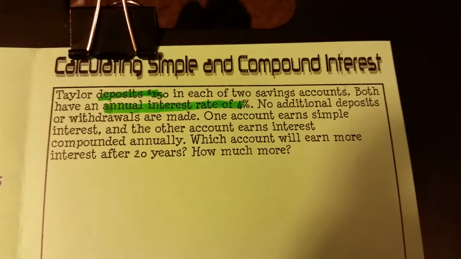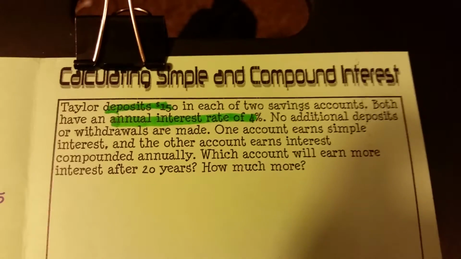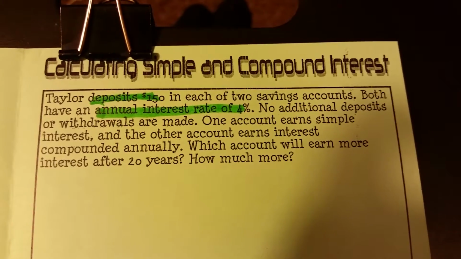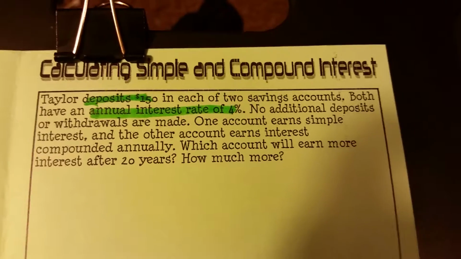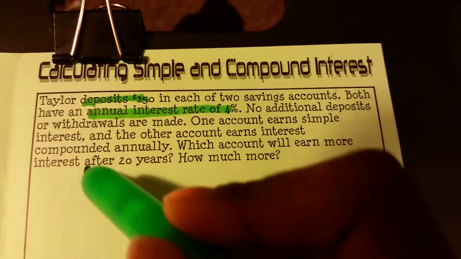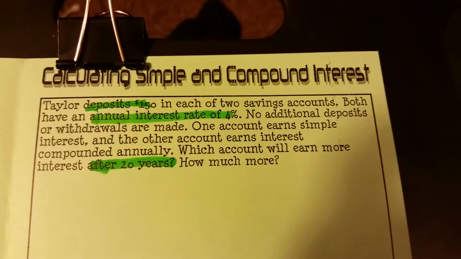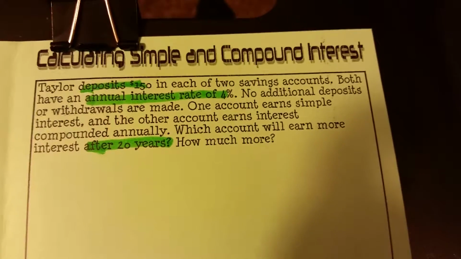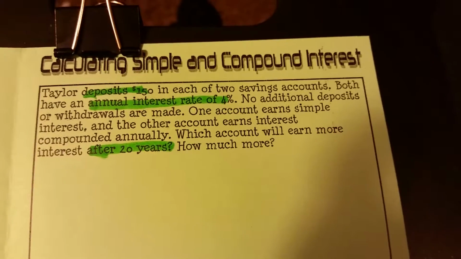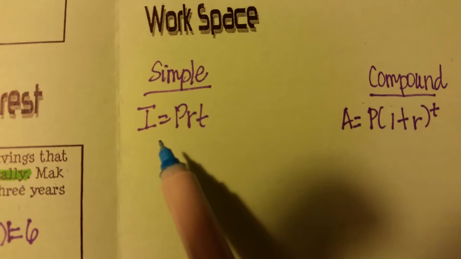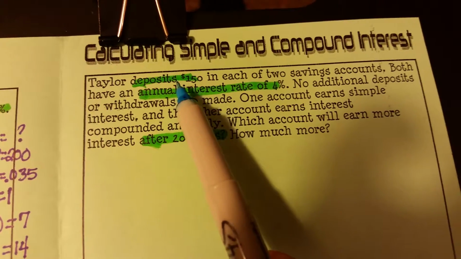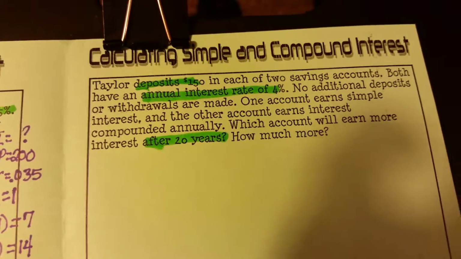No additional deposits or withdrawals are made. One account earns simple interest and the other account earns interest compounded annually. Which account will earn more interest over 20 years? Okay. And how much more? All right, so now let's break this down here. Let's calculate our simple interest first. All right, so now we're trying to find our interest, so we don't have that. Our principal amount would be the $150. That's how much she deposited. That's what she started with. Either way, in both accounts.